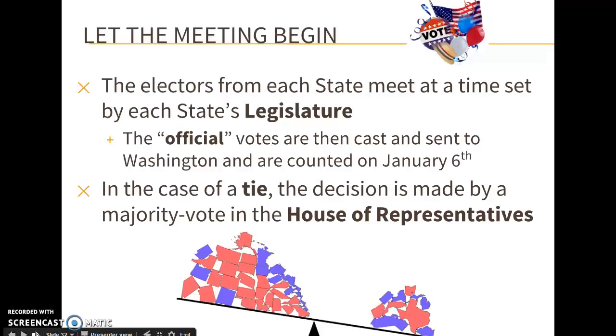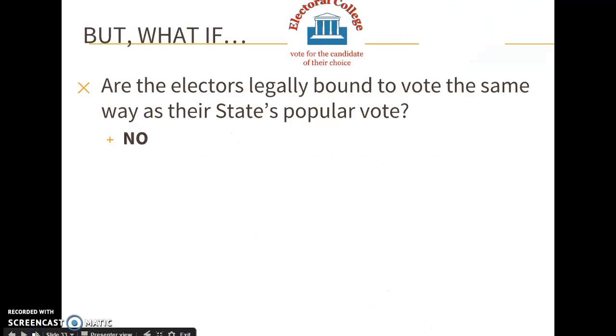So, in the very rare case that there is a tie, then the decision ends up going to a majority vote in the House of Representatives. Now, are electors legally bound to vote the same way as the popular vote in their state? And the answer is no.